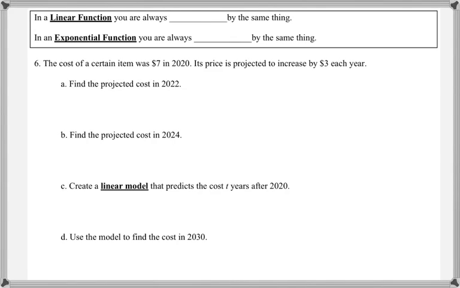So if we look at some application questions with linear functions and with exponential functions, it's kind of a good comparison to make. In a linear function, essentially you're always adding by the same thing. In an exponential function, you're always multiplying by the same thing. So that's kind of a good way to highlight the main difference between them.